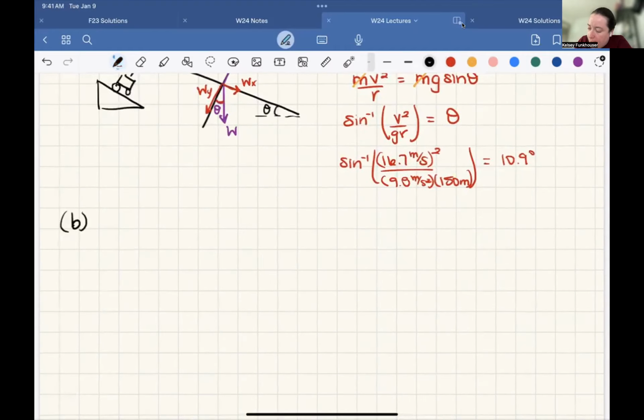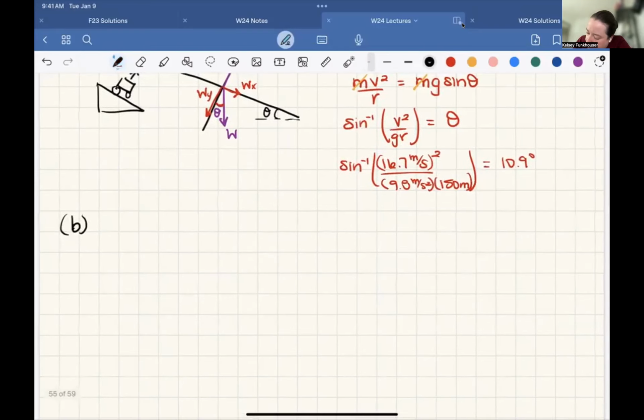And then for B, it asks if the curve wasn't banked, what would be the minimum coefficient of friction? So again, we draw a free body diagram, but it's unbanked this time, so it's just the regular level free body diagram.